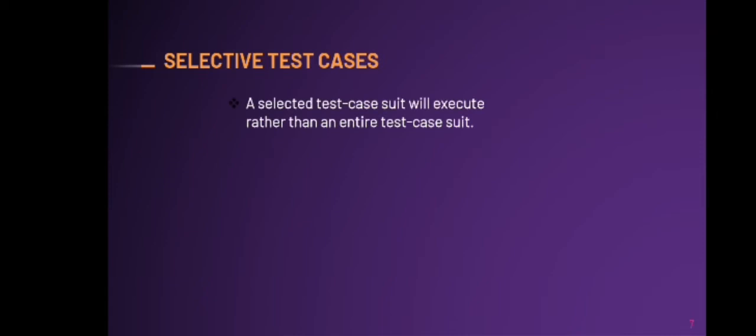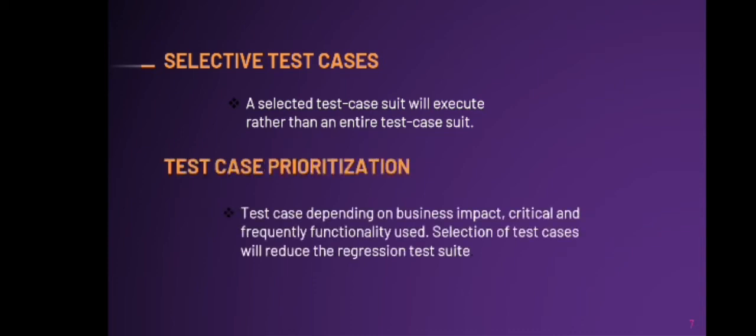Then next, selective test cases. In this case, selected test cases are re-executed rather than the entire test suite. Because previously, retest all executed all the functionality. Here we execute only the new functionality. Then test case prioritization. In this case, test cases are prioritized depending on business impact and critical and frequently used functionality. Selection of test cases will reduce the regression test suite.